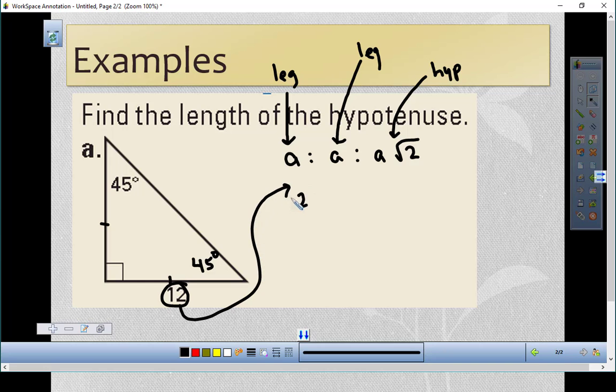This one's 12. Well, according to my recipe then, right here, this is my recipe. That's what these are. It's like ratios. Then this side also is 12. Does that make sense? And to get this side here, all I need to do is multiply by the square root of 2. So it's 12 times the square root of 2. There you go. That's the length of your hypotenuse that we're after.